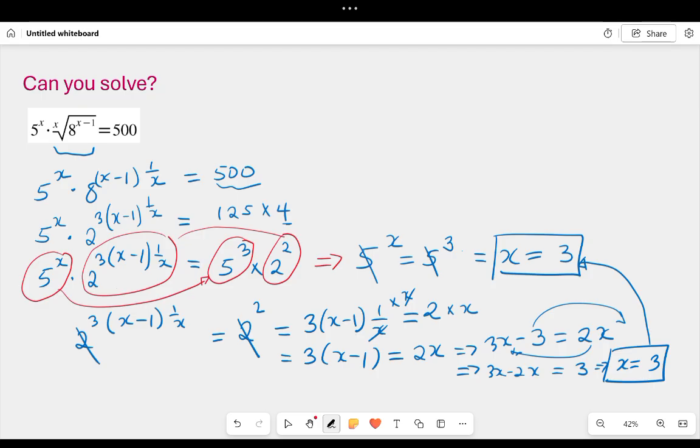Okay, so we can conclude on this question that x is simply equal to 3.